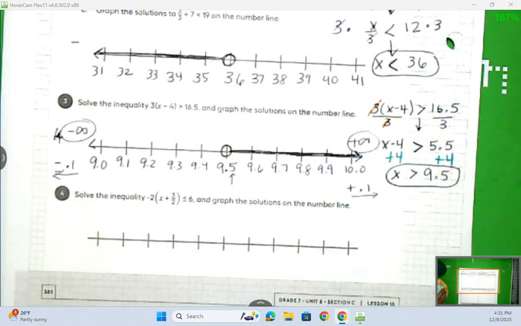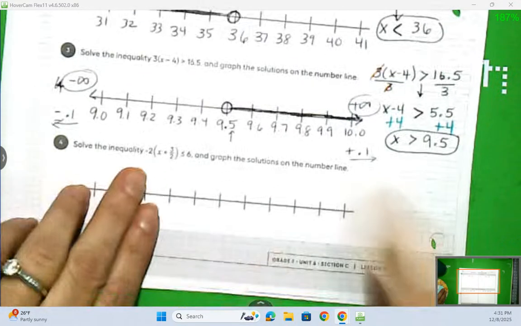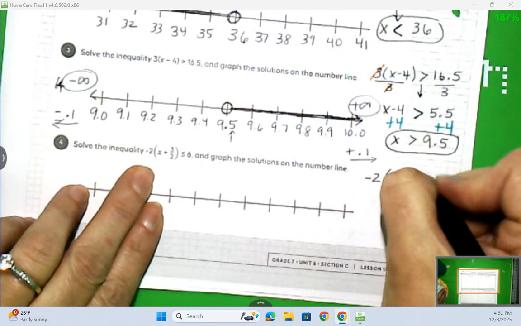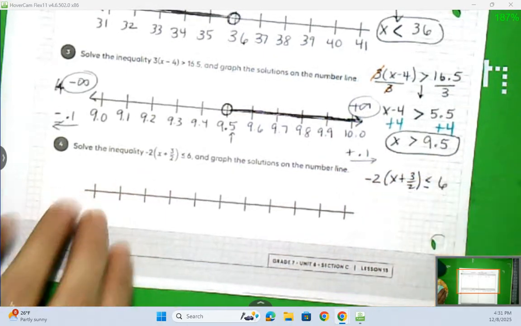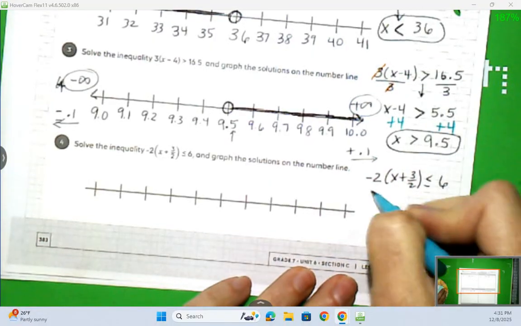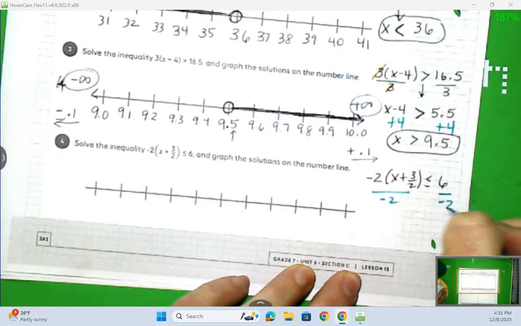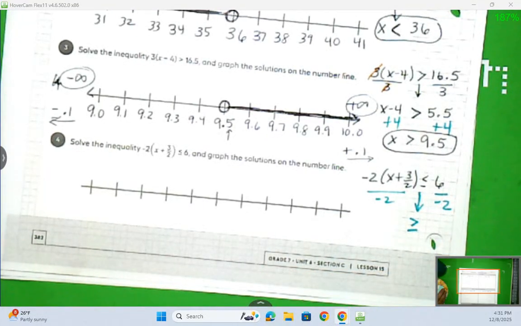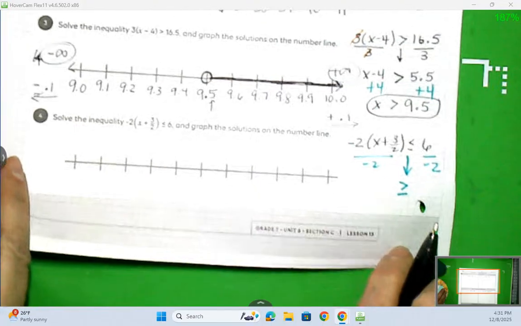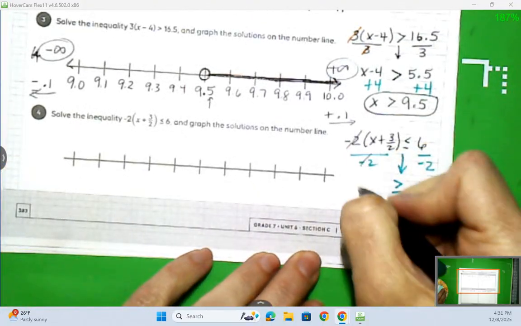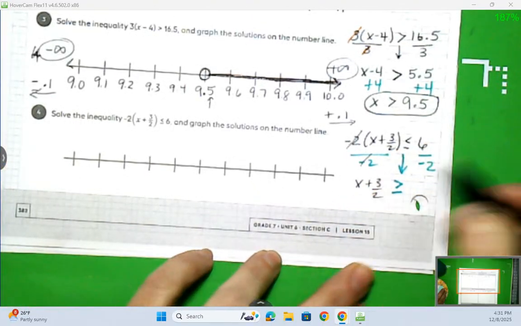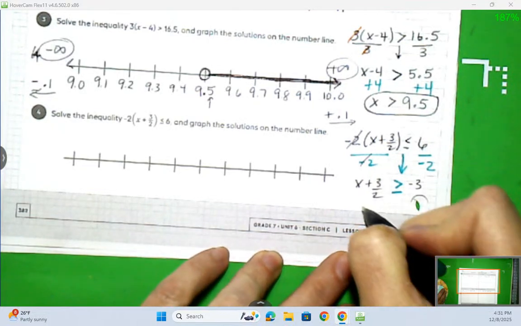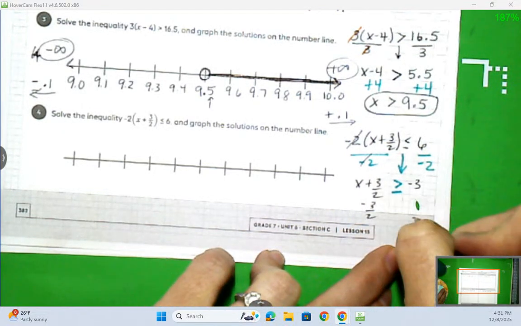All right, the next one, we have solve this inequality. Negative 2 times the quantity x plus 3 halves is less than or equal to 6. I'm going to divide both sides by a negative 2, which means my inequality is going to switch direction. X plus 3 halves is greater than or equal to 6 divided by negative 2, which is negative 3. I'm going to have to subtract 3 halves from both sides.